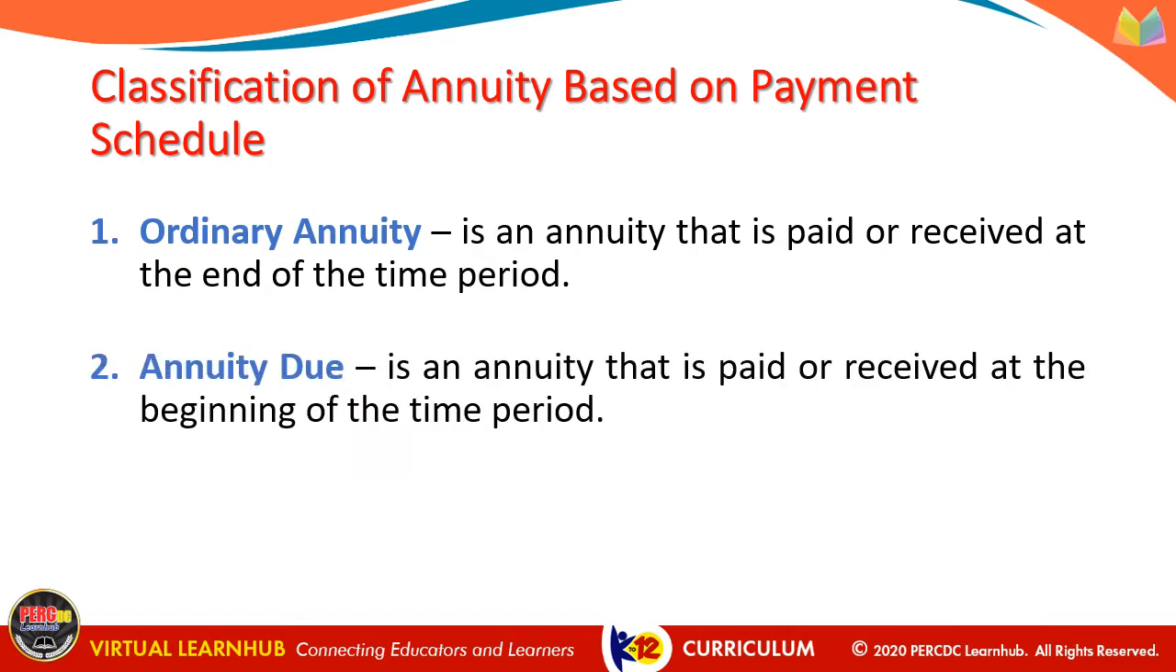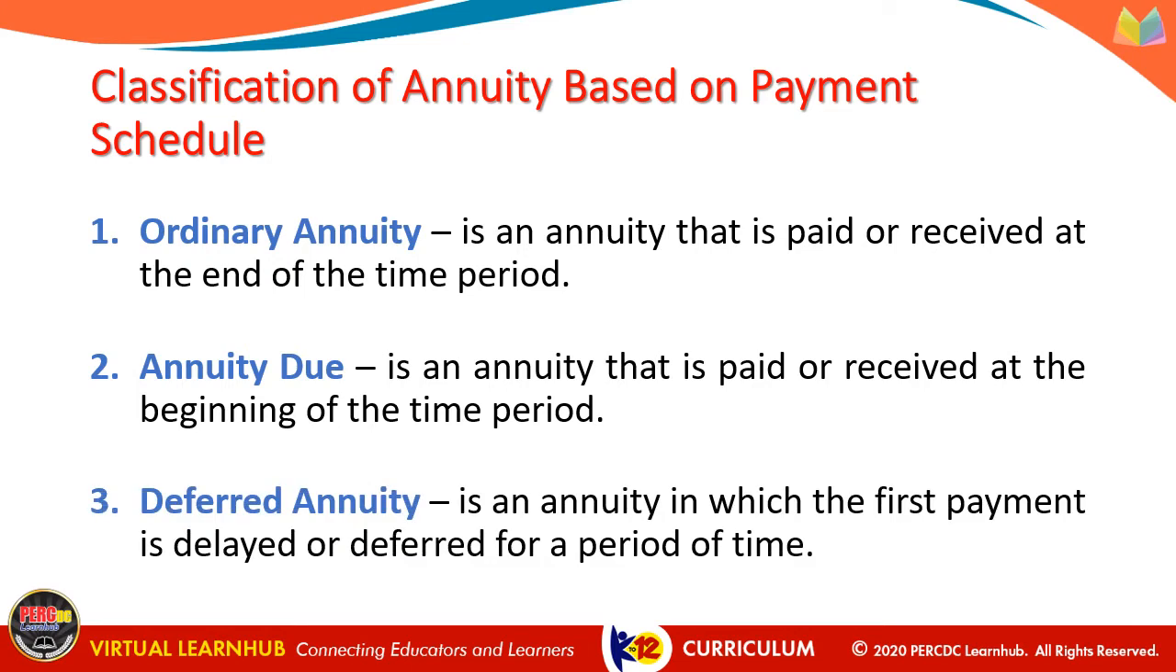Next, annuity due. Annuity due is an annuity that is paid or received at the beginning of the time period. For example, the apartment rentals. The boarder has to pay the rent first before he can actually occupy the apartment, right? So payment is made at the beginning. That is annuity due.